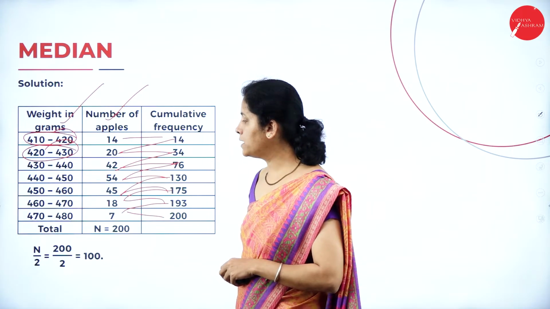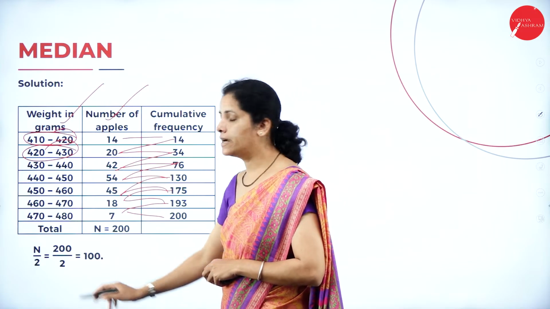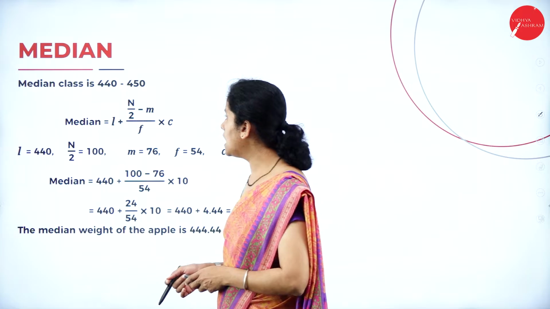Now, what is n by 2? That is 200 by 2, it is 100. Now, what is the median class here?